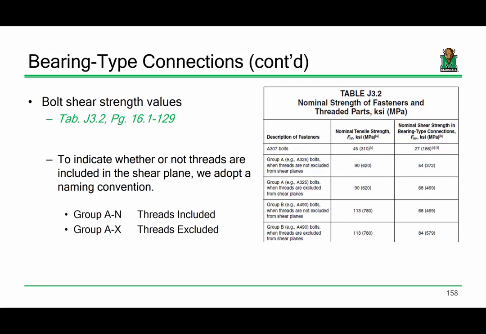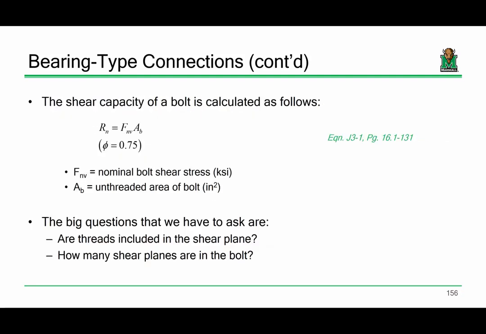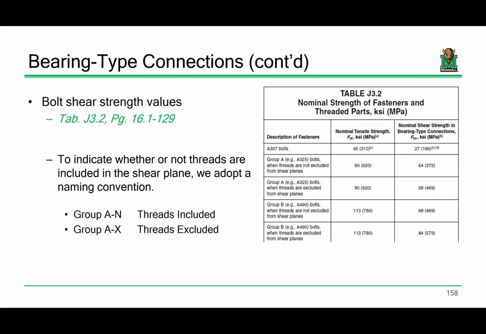Now, whether or not you're using a group A-N or a group A-X bolt, let me go back, that changes your F_nv value. Remember how we said that threads included are weaker? Well, let's go to Table J3.2 on page 16.1-129. Because it's a little small on the slide. And so let's look at this. If you look here on the left, there are 2 rows associated with group A. One is where the threads are included, and one is where the threads are excluded. Instead of saying included, it says not excluded.